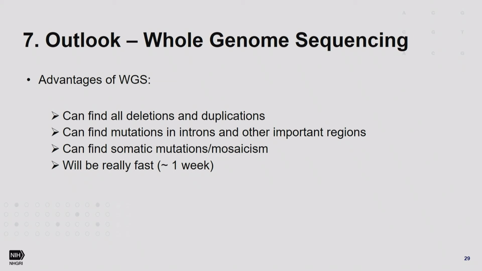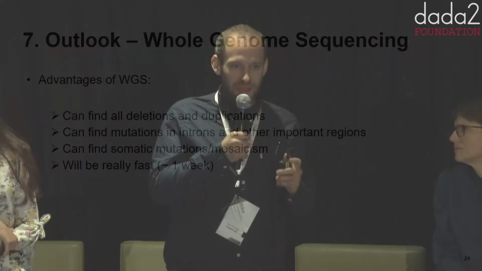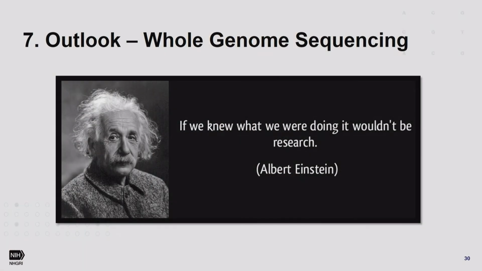The problem is that we only know what basically 2% of the whole genome does. We don't really understand the other 98% of the whole genome. So this is still research ongoing, but as Albert Einstein said, if we knew what we were doing, it wouldn't be called research. So we are doing our best, but it takes some time. Thank you very much.